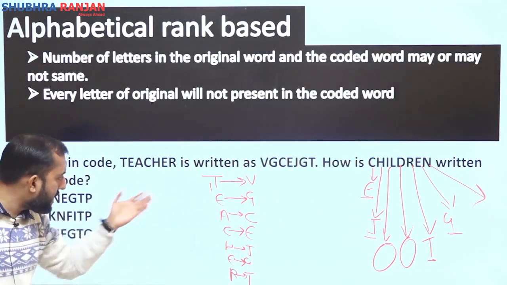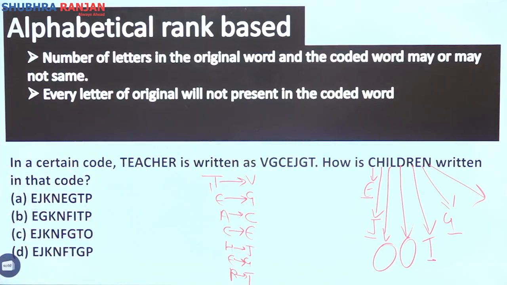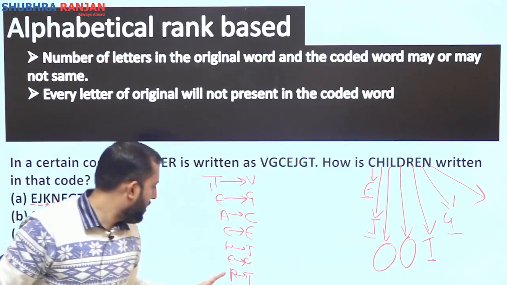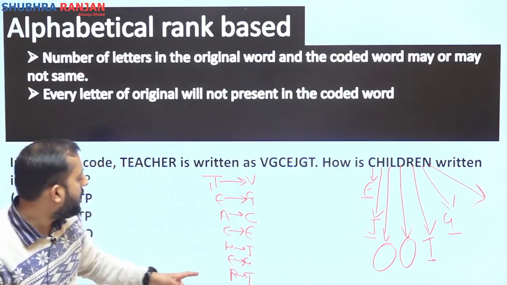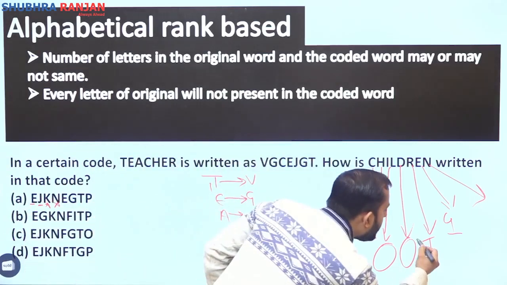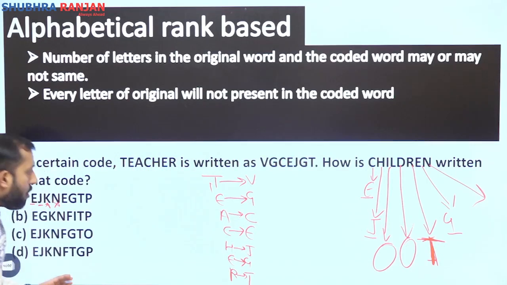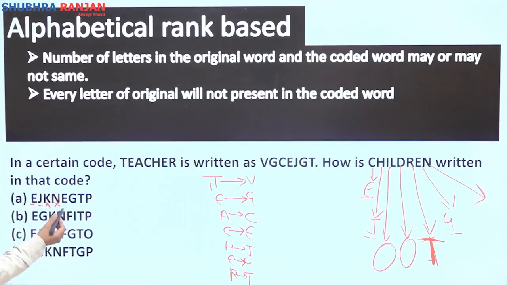So, let's check it out. The first letter is A, but it should be E; the second letter should be J. Third and fourth, I don't know. Then R has been replaced with T. So the fifth letter should be T, but over here the fifth letter is not T. So this is not your choice.